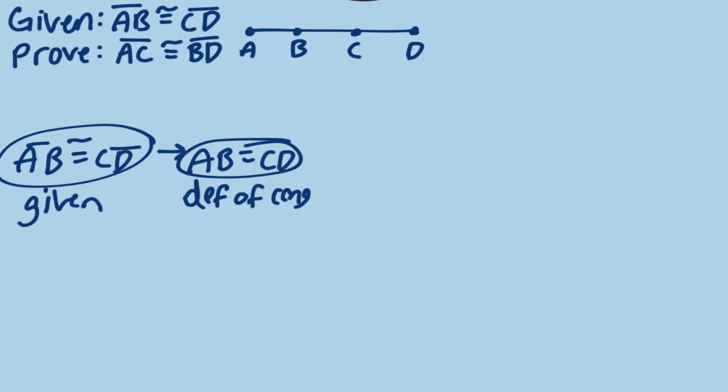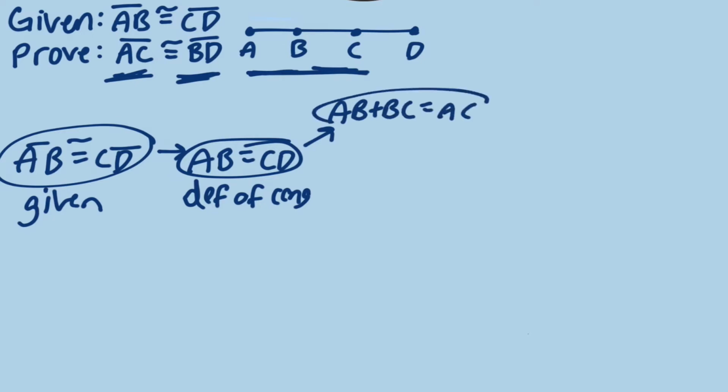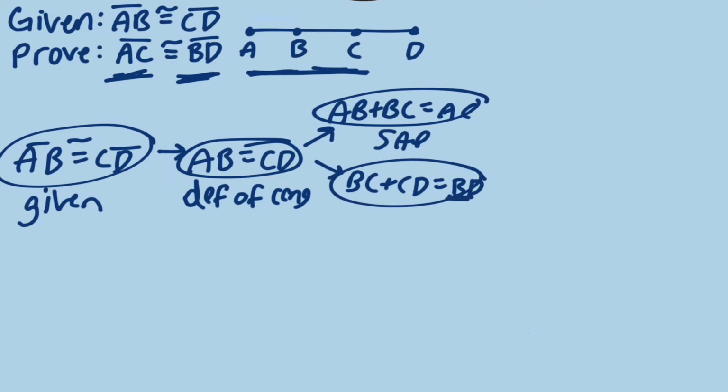Then we want to incorporate AC and BD somehow in our proof because we need to end up with those. So when I look at the drawing, I see AC, AB plus BC is AC. Even if I don't know how that's going to take me to the end, I'm going to write that and see if it takes me anywhere. That's the segment addition postulate. And we can write BC plus CD equals BD. There's that BD we need and that AC.